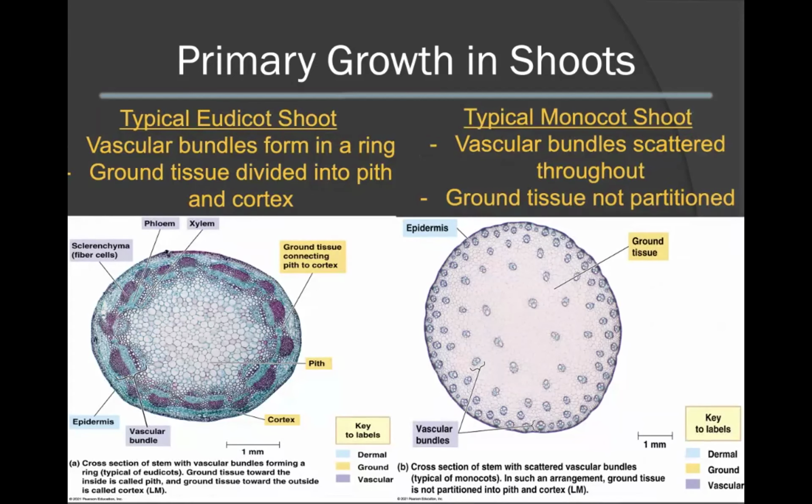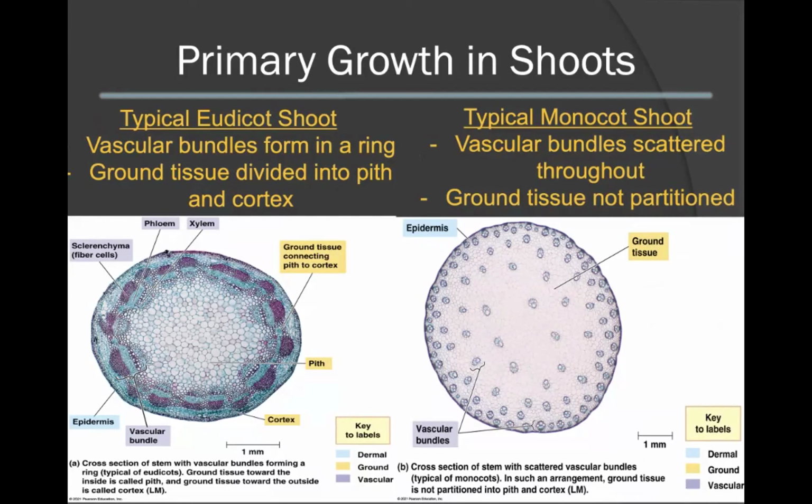This image depicts the differential arrangement in eudicot and monocot shoots. In a typical eudicot shoot, the vascular bundles of xylem and phloem form in a ring-like organization. The ground tissue is then divided into the pith or inner portion and cortex or outer portion. Note the presence of the vascular bundles or phloem and xylem in the eudicot shoot.